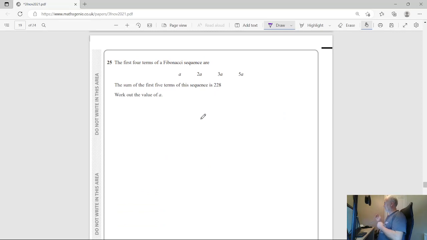Okay, so let's have a look at the next question. The first four terms of a Fibonacci sequence are A, 2A, 3A, 5A. The sum of the first five terms of this sequence is 228. Work out the value of A. So the first thing is Fibonacci, realizing that we add the two previous terms to make the next term. 2A plus 3A gives me 5A. So 3A plus 5A is going to give me 8A.